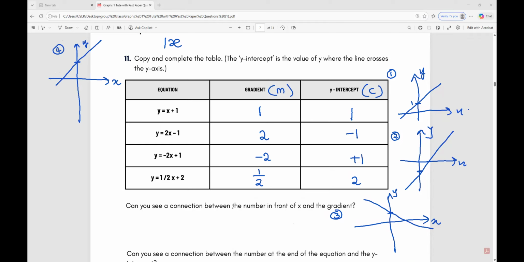Can you see a connection between the number in front of x and the gradient? Yes, we can see a connection. The gradient is the number in front of x. Next one, can you see a connection between the number at the end of the equation and the y-intercept? Yes, there is a relation. That number is the y-intercept.